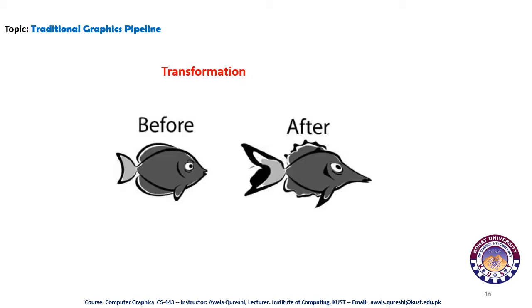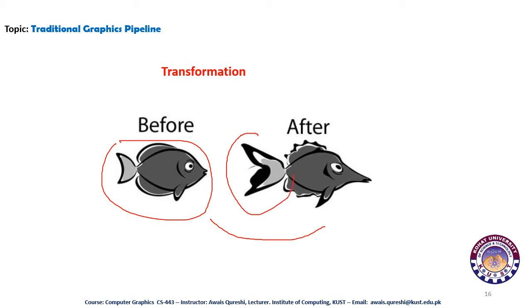So let's discuss transformation. Here you can see that before transformation the fish looks like this, but after transformation it looks like this. You can easily judge that its tail looks totally different from this tail. Here is its small tail and here it's a big tail, and here you can also see a small difference on the front side. So this is called transformation. This fish is transformed into this one.